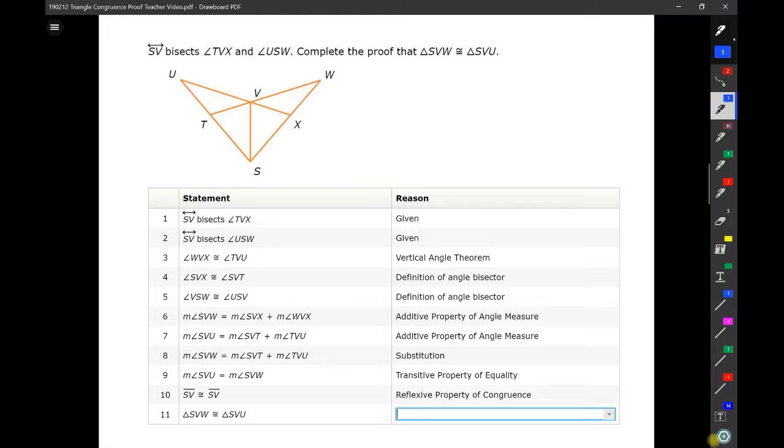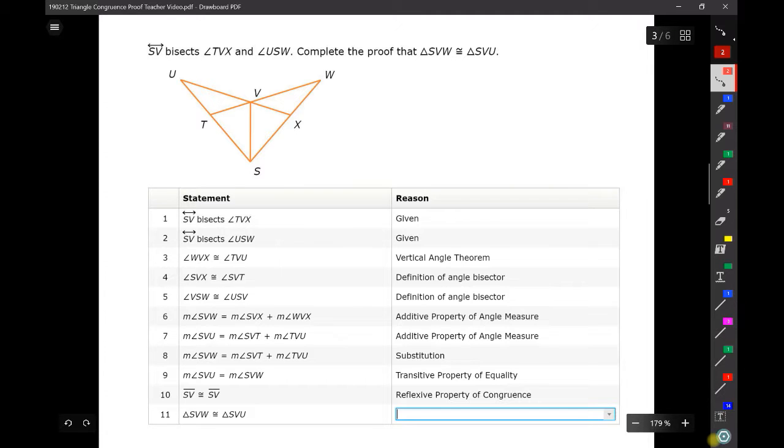All right, on this second problem, let's start with some of the given information that we have. We've got this line SV bisects a couple of angles. See, it says angle TVX and angle USW. Bisect means cut exactly in half, right? That's what bisect means. So this SV line right here cuts TVX in half, and it cuts USW in half.